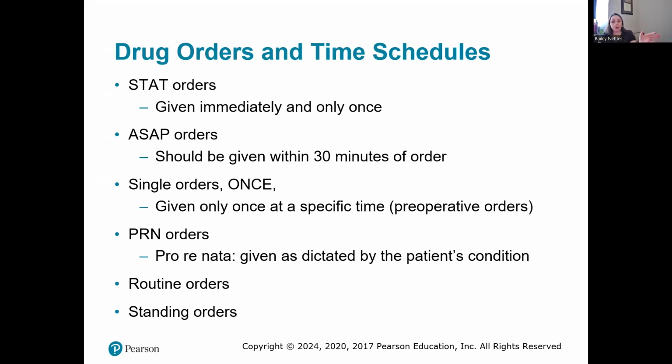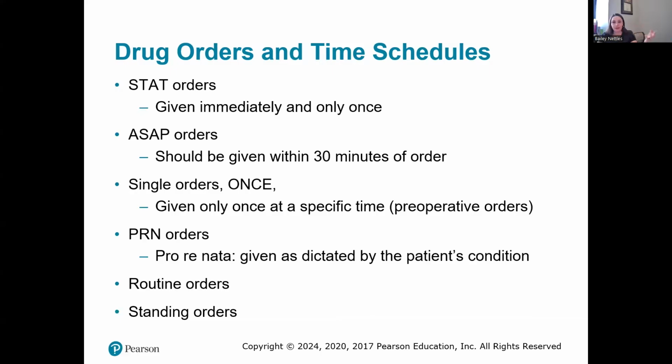Your PRN, that's pro re nata, it's Latin, I'm guessing. Okay, it is dictated by the patient's condition. So like that's what I'm saying, they usually have parameters. So PRN for nausea, PRN for blood pressure, PRN for this, PRN for that. The parameters tell you when you can give it. Okay. Our routine, our standing orders. Routine orders are all your other orders.